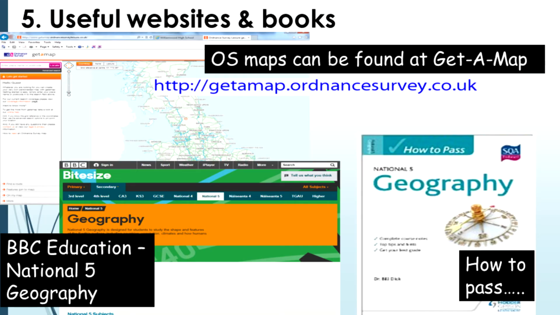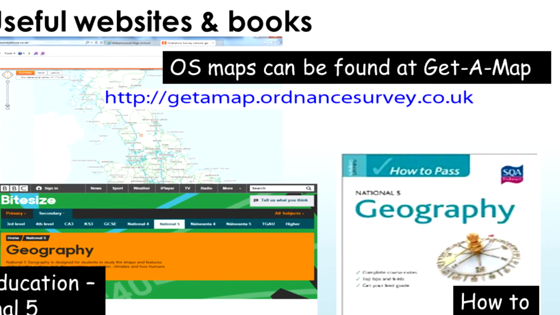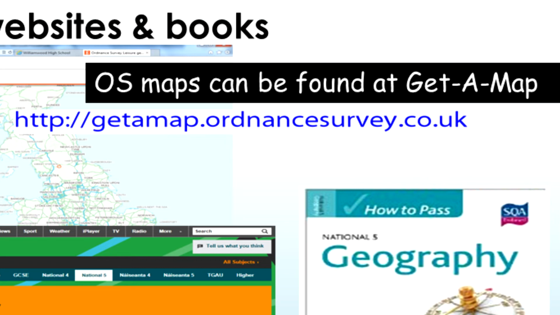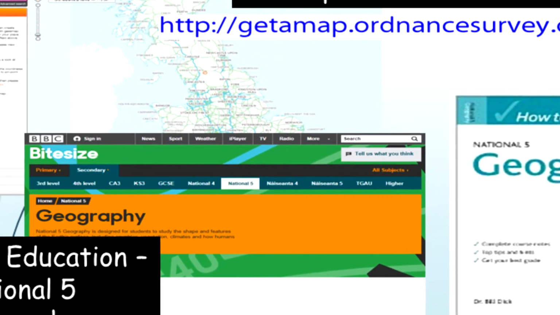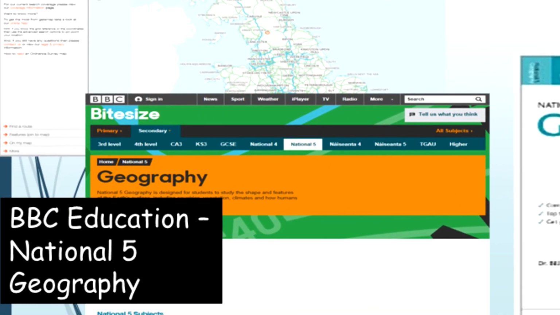I'm also going to direct you to a number of useful websites and potential textbooks that will help your son or daughter revise. OS maps can be found at getamap.ordnancesurvey.co.uk, and the first question of the National 5 exam will require the pupils to use an OS map, and it's very important that they familiarise themselves with these OS maps and practice their ability to take and read information from an OS map.